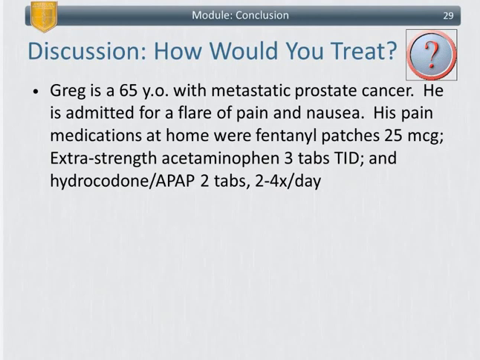Greg is a 65-year-old with metastatic prostate cancer. He is admitted for a flare of pain and nausea. His pain medications at home were fentanyl patches, 25 micrograms, extra strength acetaminophen, 3 tablets TID, hydrocodone mixed with acetaminophen, 2 tabs, 2 to 4 times per day. What would you do?